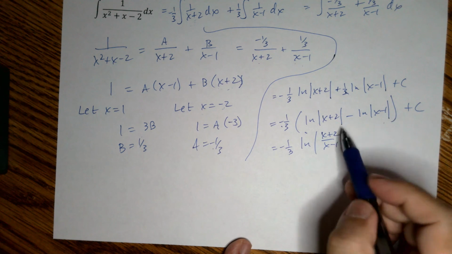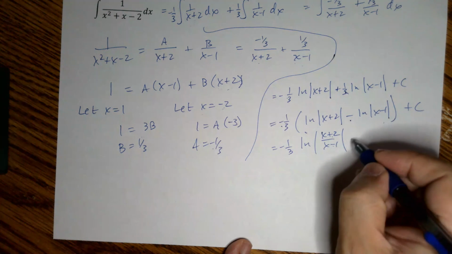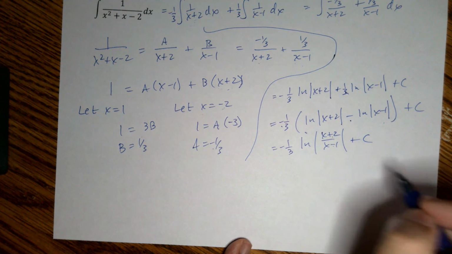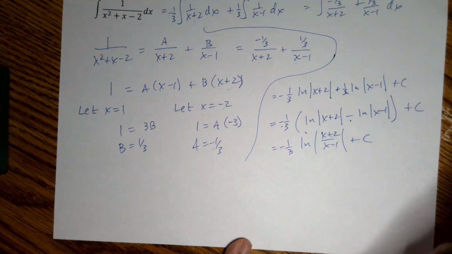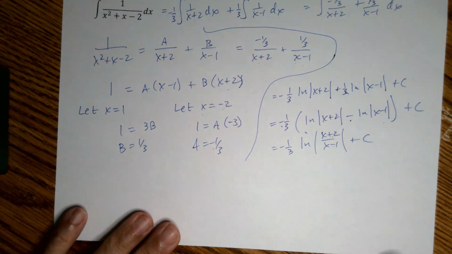Remember your properties of logarithms. When it's a difference of two logs, you write it as a fraction, as a rational expression. And that's it. You could put in the cube root in there, but that's probably okay. So that's it. That's example 1 of partial fractions.